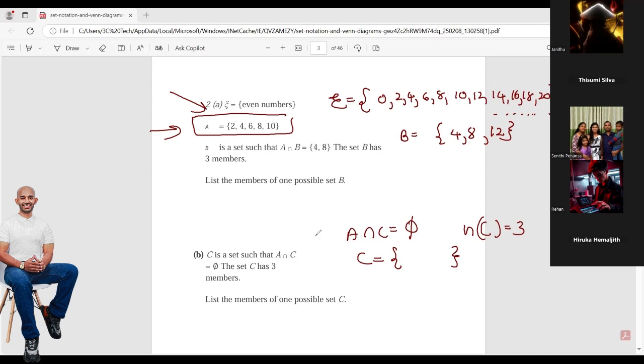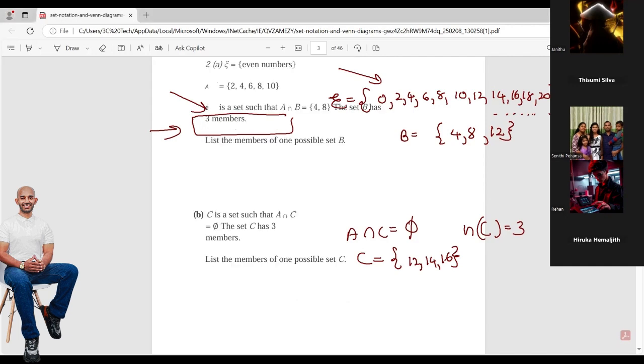So what are the elements? What are the even numbers of this universal set which are not in A? 12, 14, 16. We write only 3 elements, 3 elements, right? That's C.